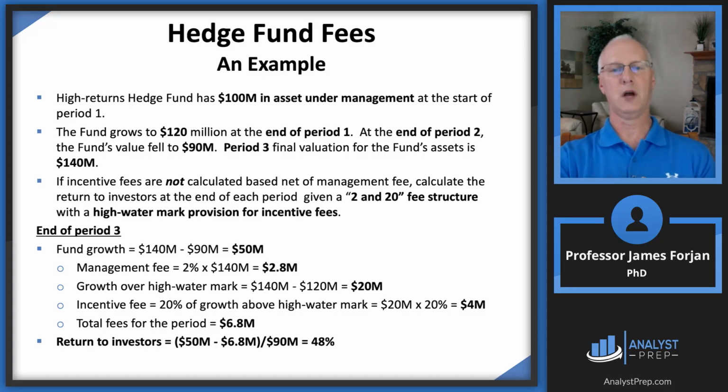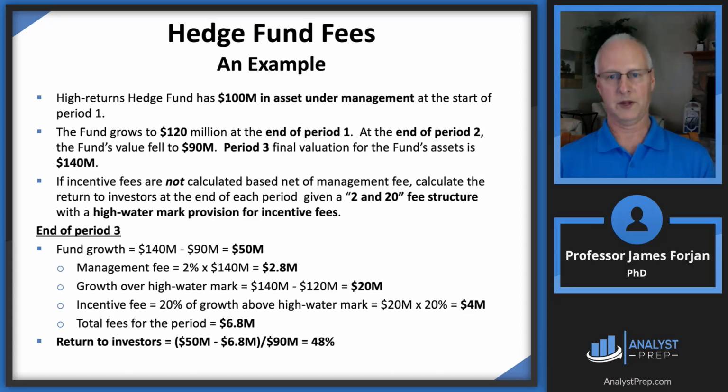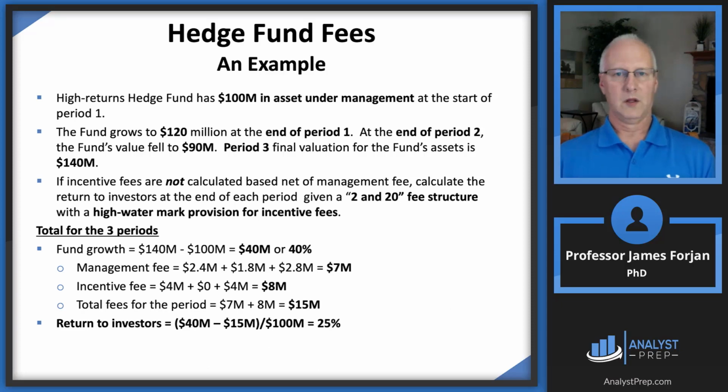So do you see how there are no incentive fees from the 90 million up to the 120 million? So what did we do? We made 50 million. We paid 6.8 in fees divided by the value at the beginning of period 3, the 90 million, so that gets us almost 50%. Why don't we go ahead and do the 3-year holding period return, and we can just sum those things, and we get 25%.